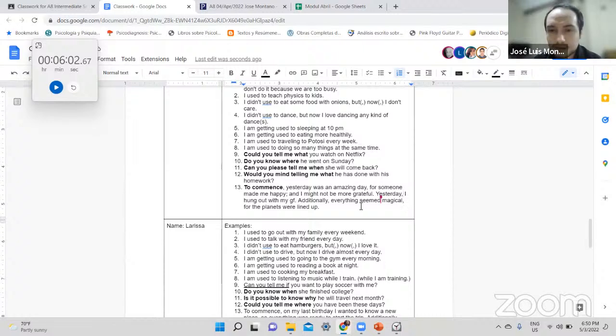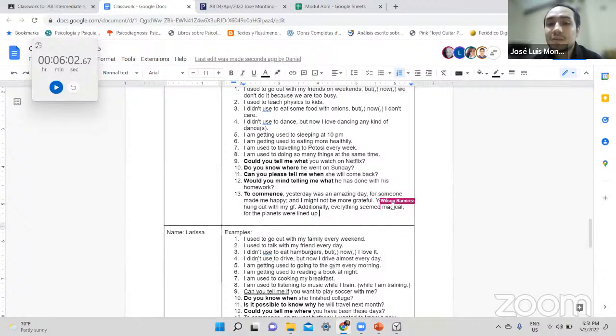All right, I think it's working good. Usually, again, this is for the example, Wilson, and for the example it is very good. But this is something extra that I would tell everybody. Additionally, it's usually going to be used to divide two big ideas. So to commence, this is this, and then additionally, and a lot of other ideas. But again, here, for example, I think it's working very good. "Additionally, everything seemed magical for the planets were lined up."